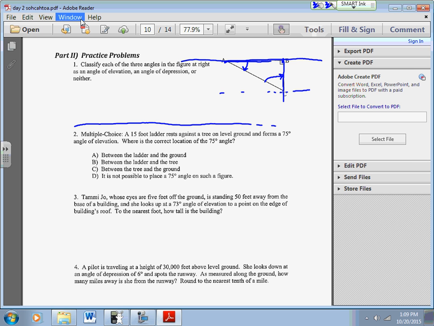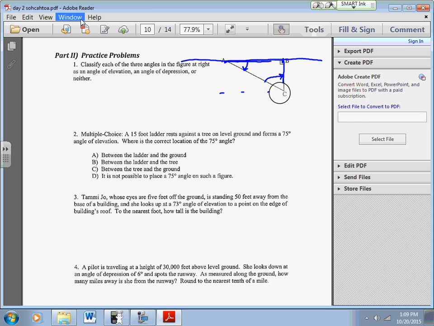Depending where you're at will determine if you're going an angle of elevation if you have to look up. If you're a plane flying in a straight line and you have to look down, that would be an angle of depression. And there was a plane problem there.